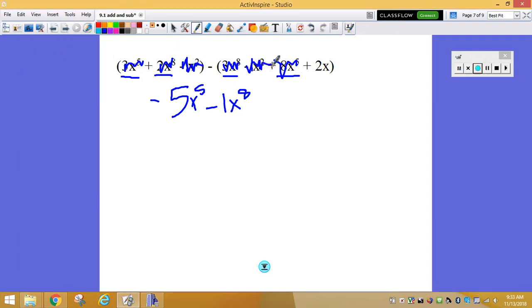Now, did I use everything? No, I did not. There's still a 2x down here. Now, here's a big mistake people make. They'll just bring down plus 2x. But this minus right here distributes to that 2x. So it's really going to be a minus 2x. And you have a problem like that on your worksheet, so make sure you know that.